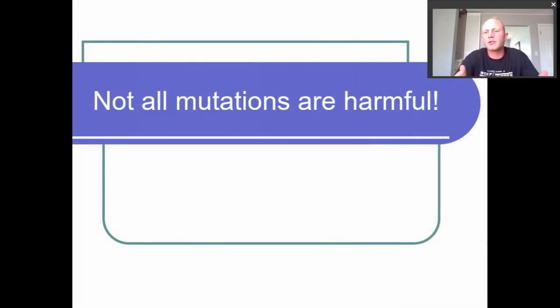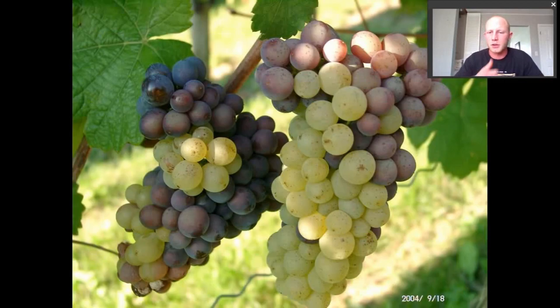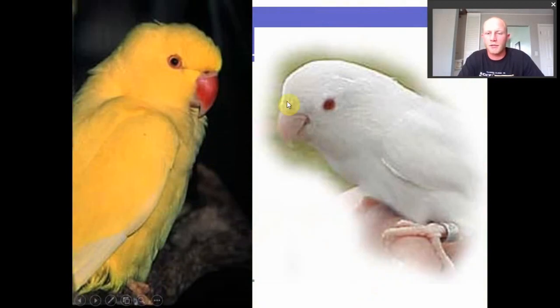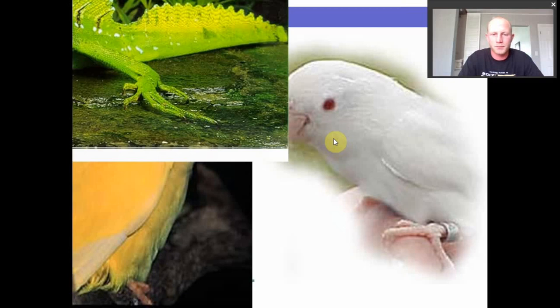So not all mutations are actually harmful. Some mutations, or actually a lot of mutations, just happen, and they're not harmful or beneficial. They just happen, but then our proteins go on as planned. And so we see right here, we get a slightly different skin color on these grapes. We have an albino parrot instead of the yellow parrot. We see this in nature. So this is due to a mutation.